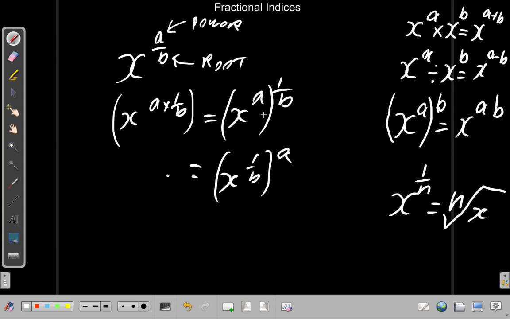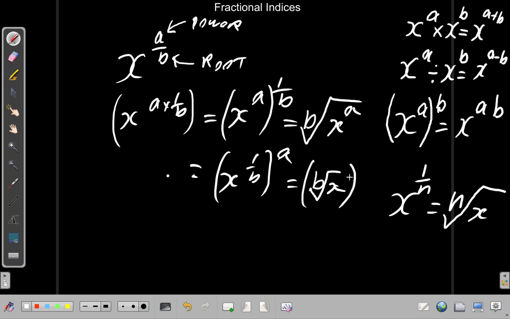Now, this can be written as the b root of x raised to the power of a. It means you find the b root and then you raise it to the a. This means you find the b root of x and then raise that to the a.